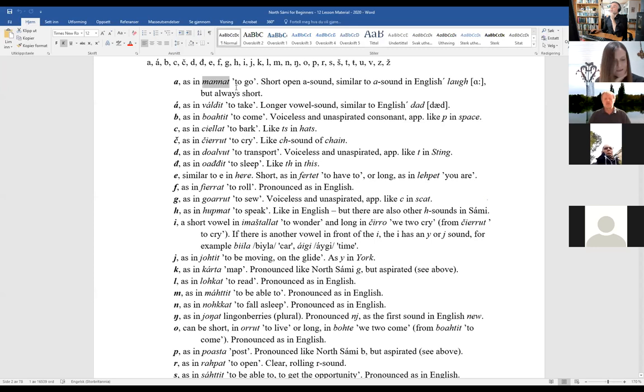Mannat, to go somewhere. And it's an ah sound. I've written here, it's similar to English ah as in laugh, but it's short, so it's not long, it's mannat here. And then we have another ah, like in English dad. Like in Sámi, valdit, to take something. This is longer. It can have different lengths, but still, it wants to be longer than this mannat. So mannat and valdit.